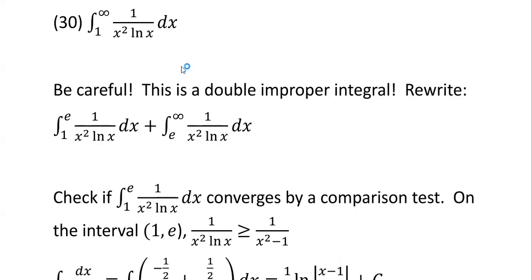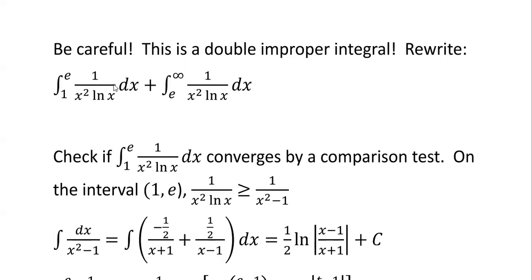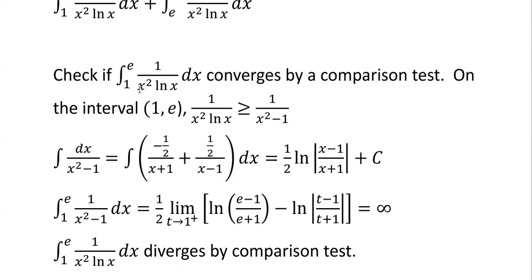Okay. All right, so how do we show that this guy diverges, though, actually? This is the hard part. To do a direct comparison test. Okay, so this is how I thought through it. So on this interval from 1 to e, 1 over x squared ln x is greater than or equal to 1 over x squared minus 1.